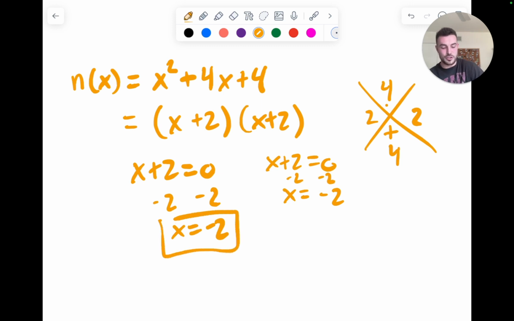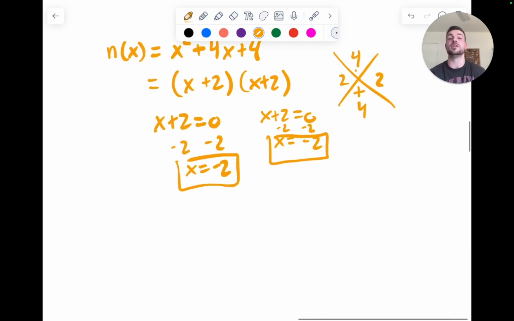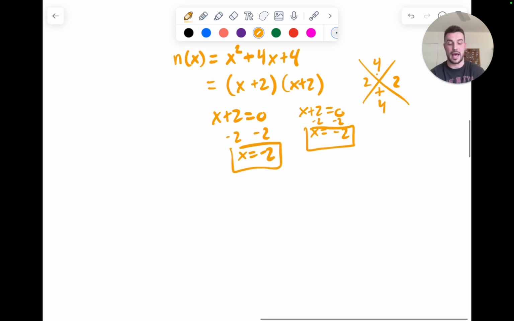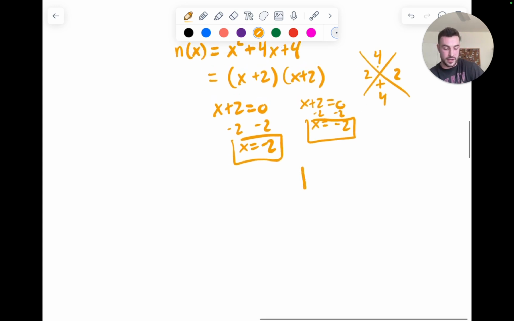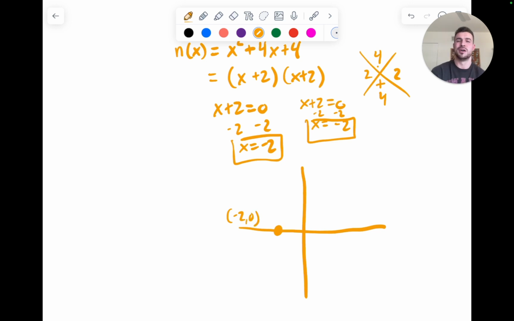So I actually have 2 of the same solutions. So it causes something interesting to happen. I only touch my x-axis at one point. Well, if I go to sketch the graph, I should only touch at -2, 0. Well, how is that possible?